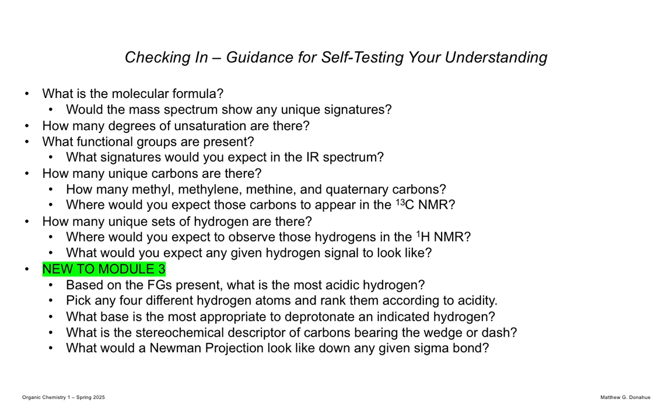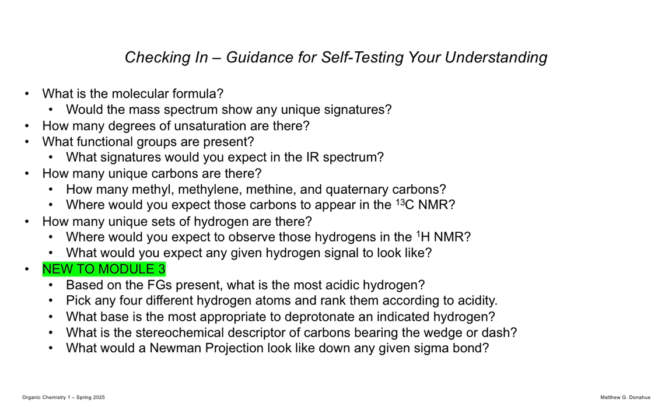How many unique carbons are there? We learned how to classify the attached number of hydrogens by calling them methyl, methylene, methine, and quaternary carbons. Where would you expect to see those carbons on the carbon NMR based on hybridization and functional group? How many unique sets of hydrogens are there? Where do you expect to see those on the proton NMR? And then what does the signal look like? What is that telling you about the number of neighbors, the n+1 rule?